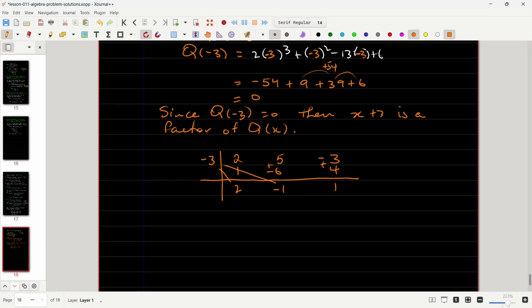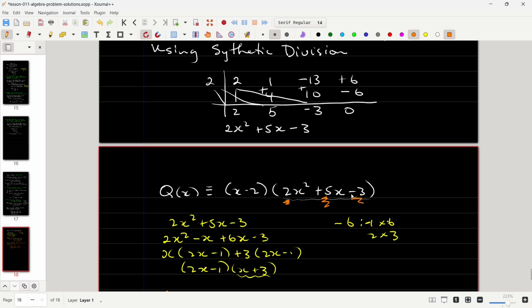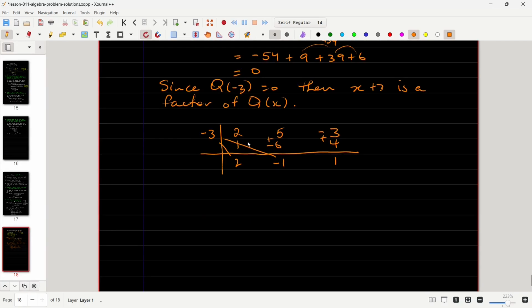Oh, that's not making sense. We're supposed to get 0 at the end here. Let me double check that. So it is what? 2, 5, negative 3. 2, 5, negative 3. I have x plus 3 as a factor, so I'm looking at a is equal to negative 3. So let's check that again.